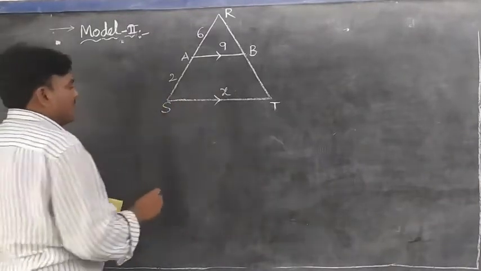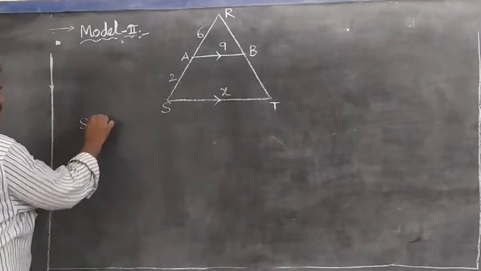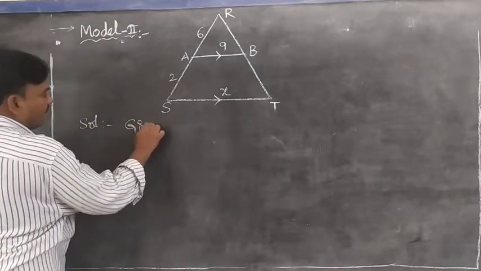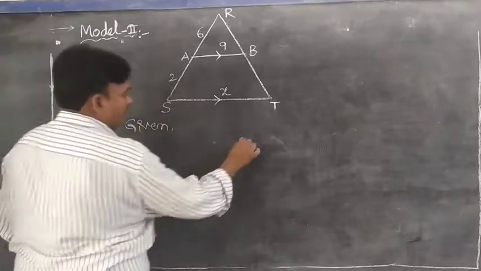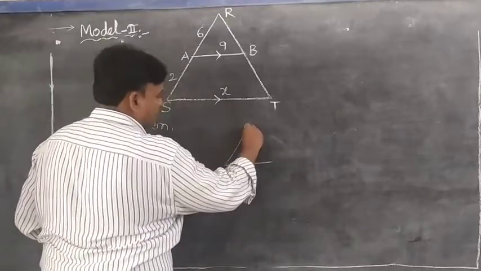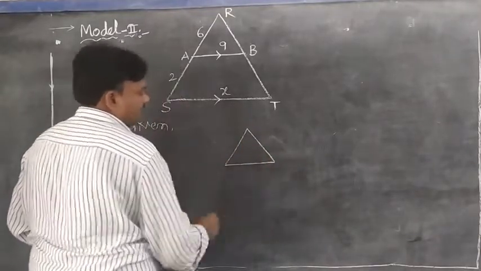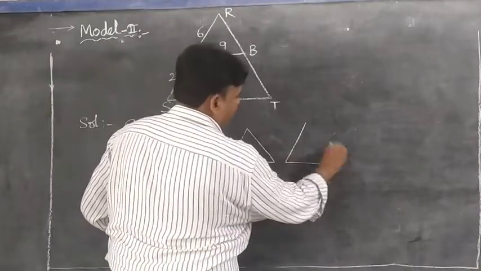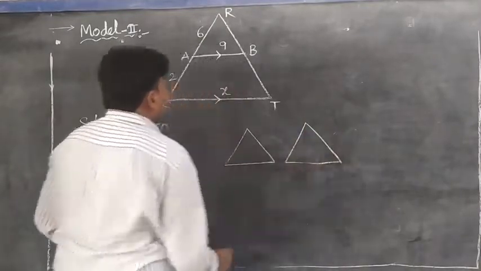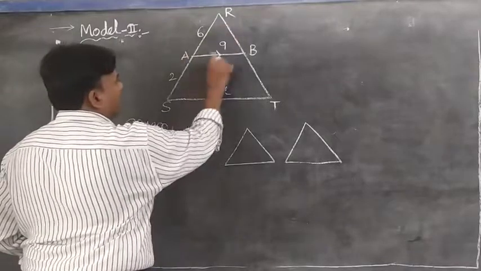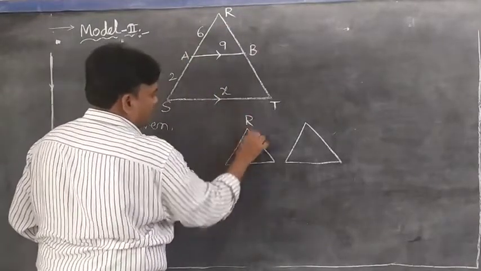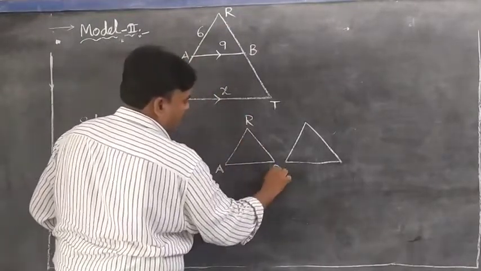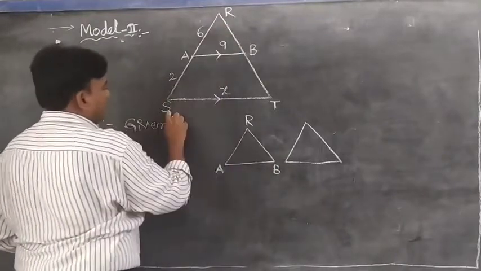So which are the two triangles observed? So the solution is given. Two triangles are drawn like this. One is RAB. Next, the second one is RST.